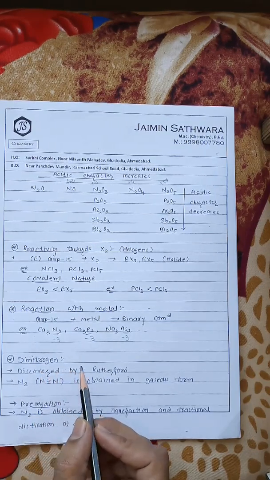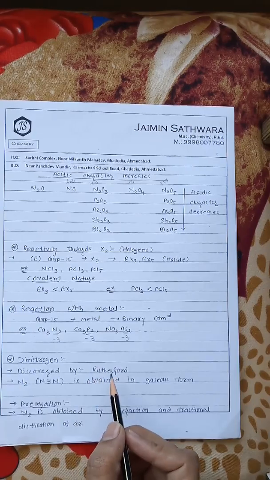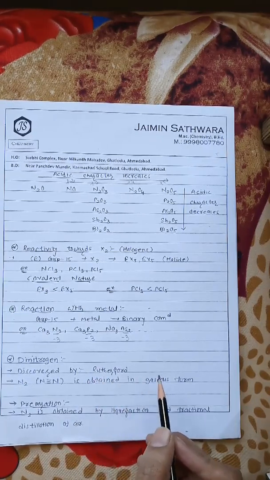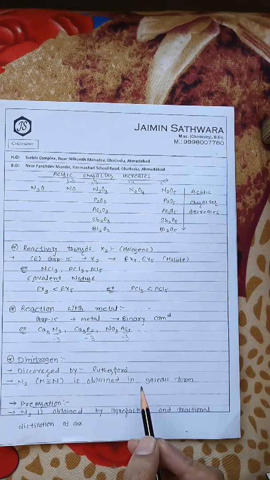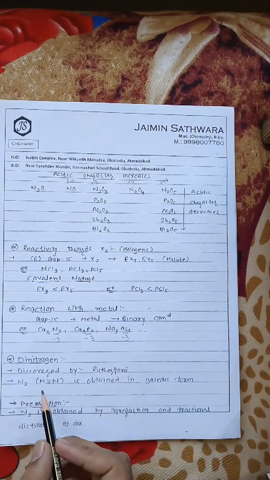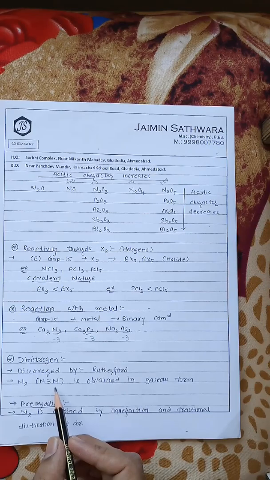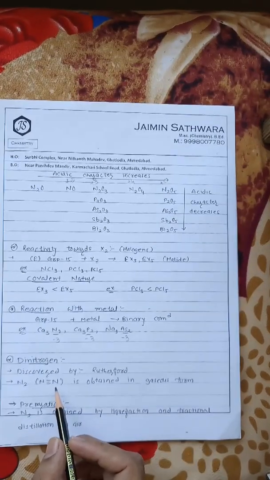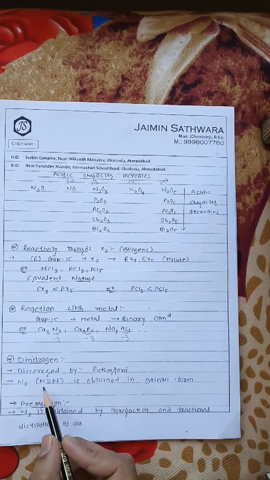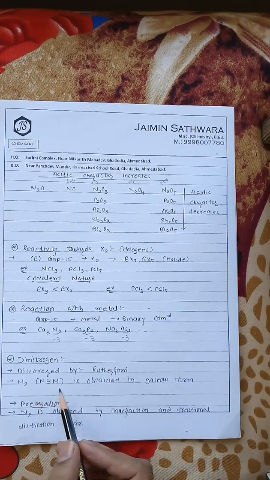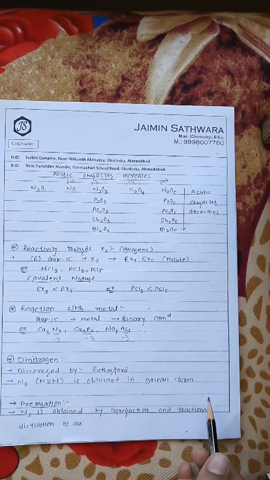Dinitrogen was discovered by the scientist Daniel Rutherford, and we know that dinitrogen is obtained in diatomic form. So nitrogen reacts with another nitrogen, and both are combined with each other with the help of a triple bond. Dinitrogen is obtained in gaseous form.